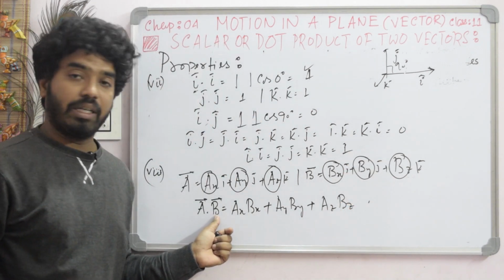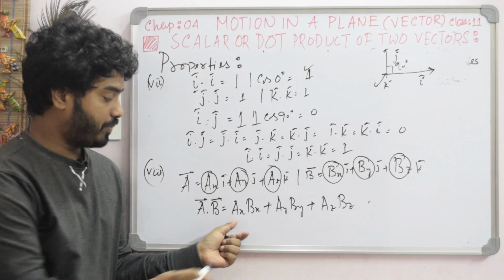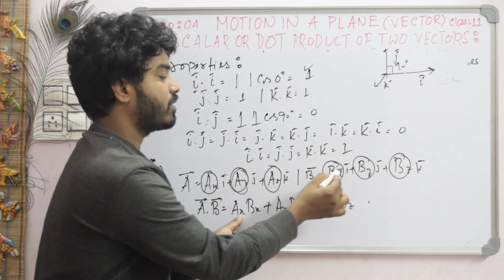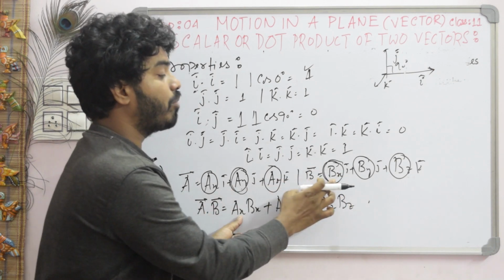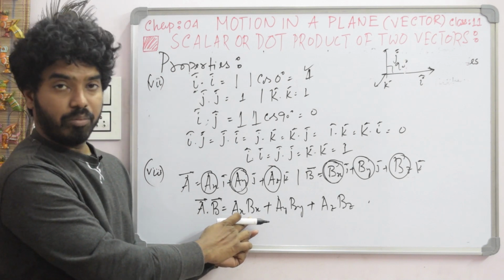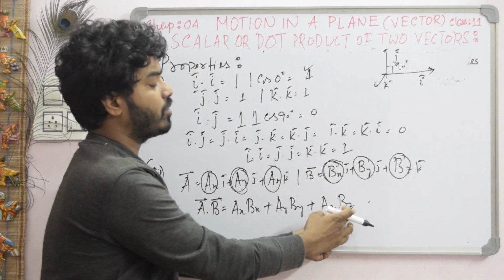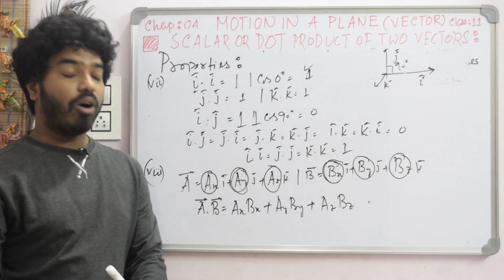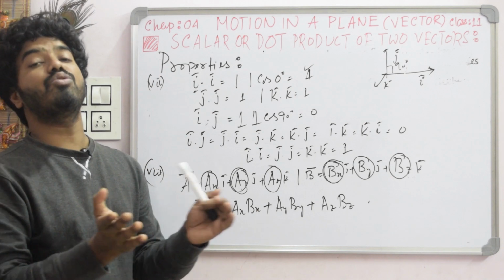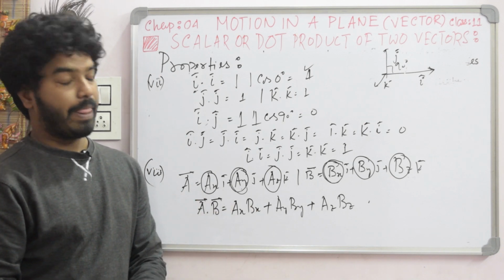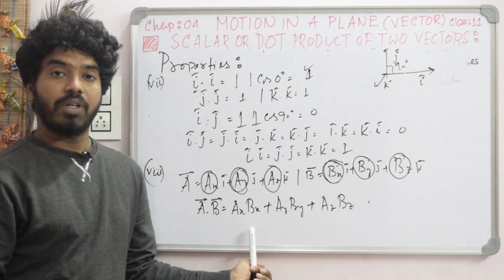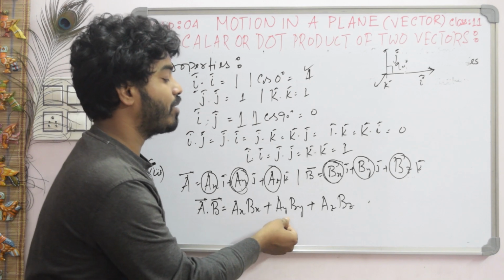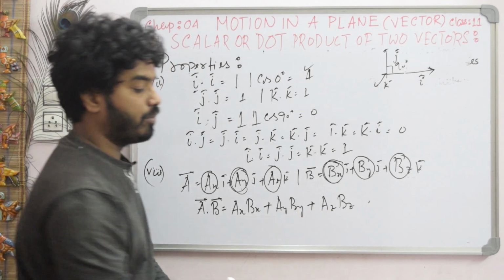So the dot product of two vectors is equal to the product of components: this one is the x component product, this one the y component product, and this one the z component product. So the dot product of two vectors gives the summation of the products of corresponding components of the two vectors. Okay, now we will prove this: how we can say vector A dot vector B is equal to ax bx plus ay by plus az bz. Okay, prove it.